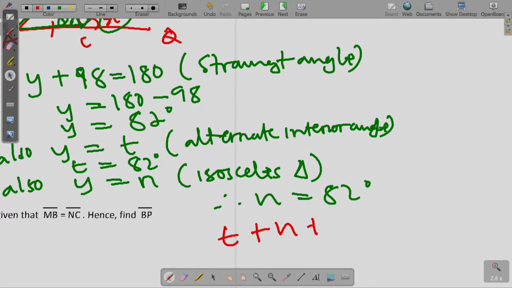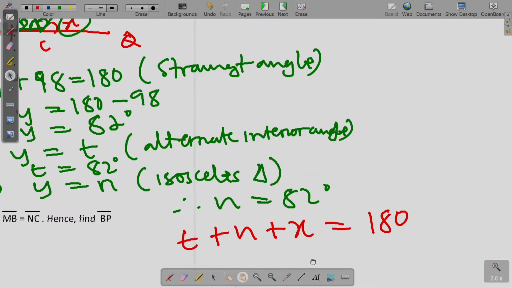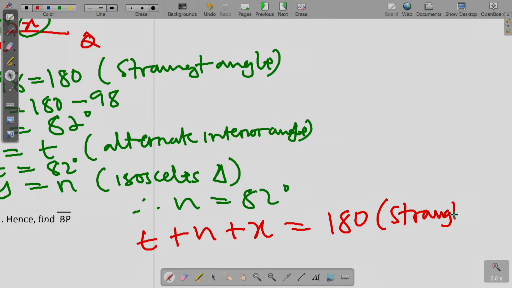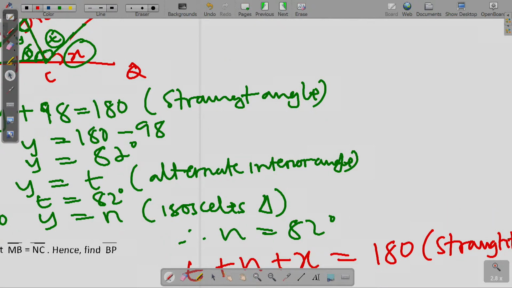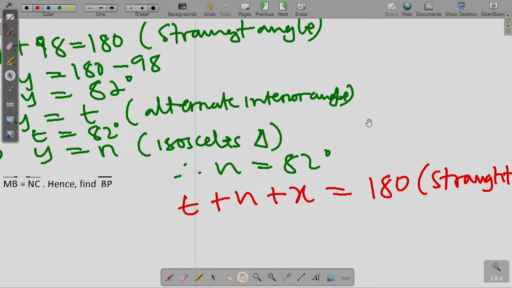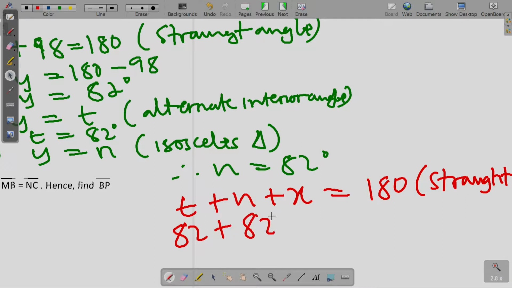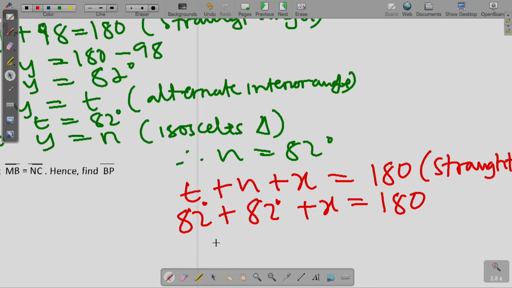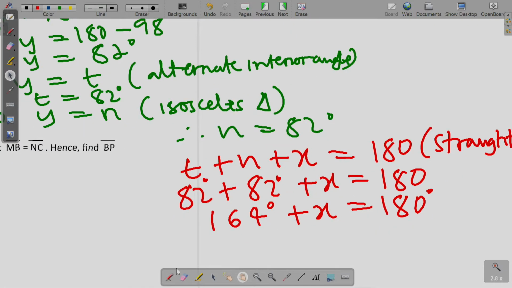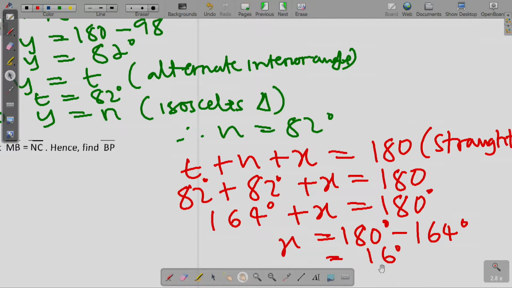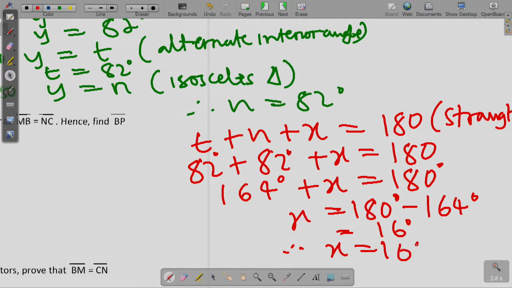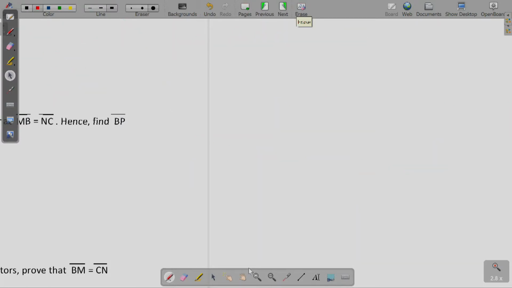So T plus N plus X is equal to 180, because it is a straight angle. The sum of these angles is equal to 180. But we have the value of T, which is equal to 82. The value of N is equal to 82. Now we can find the value of X. Here we get 164 plus X is equal to 180. Now X is equal to 180 minus 164, which is equal to 16. And therefore the value of X is equal to 16. Let's now move to question 1b.